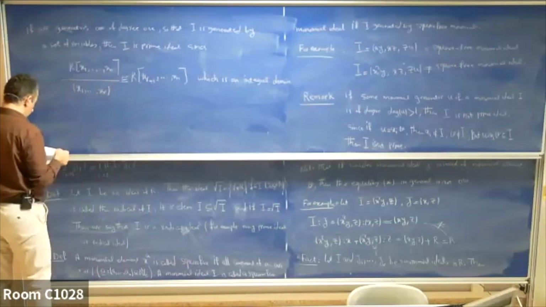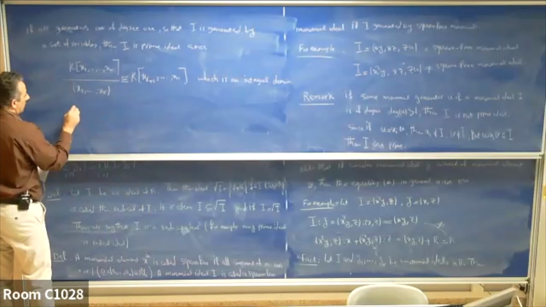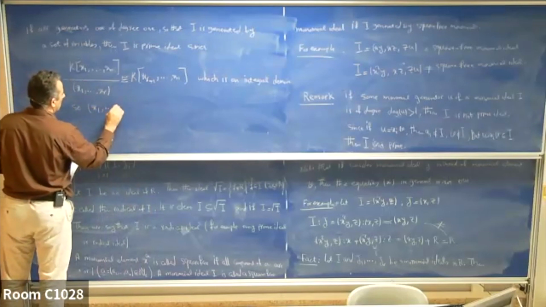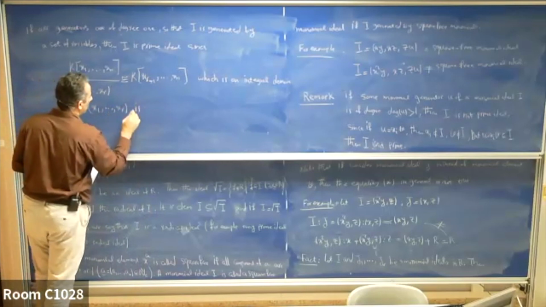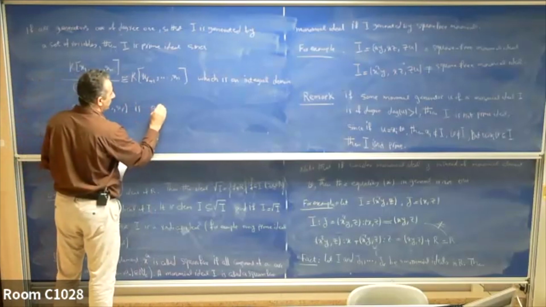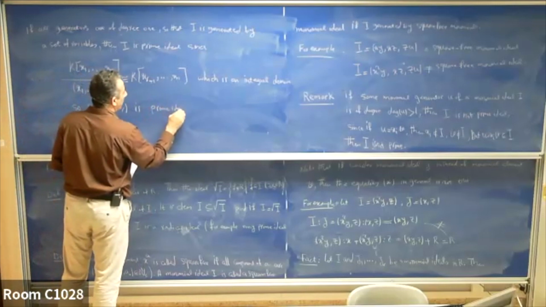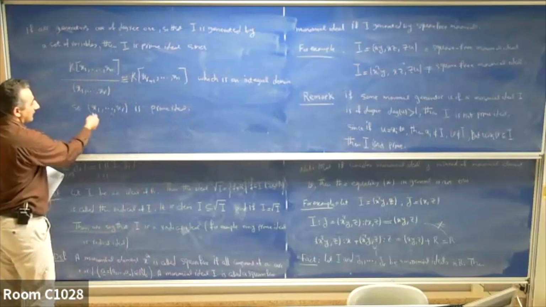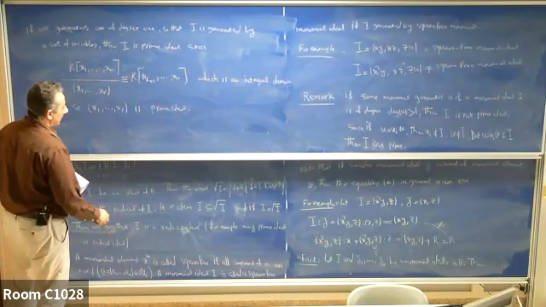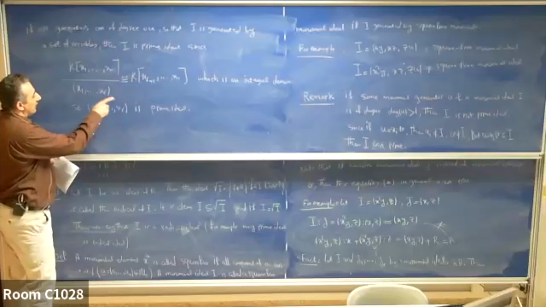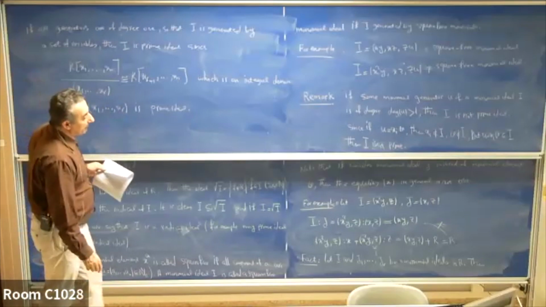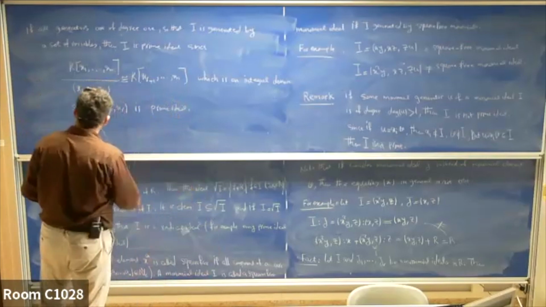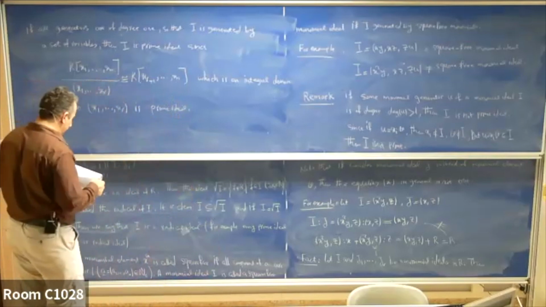So (x1, ..., xr) is a prime ideal, and note that every monomial prime ideal is generated by a subset of the variables. Every monomial prime ideal is generated by a subset of the variables.